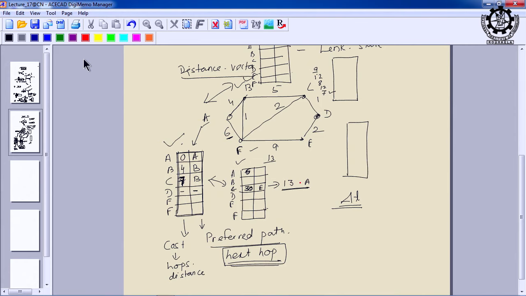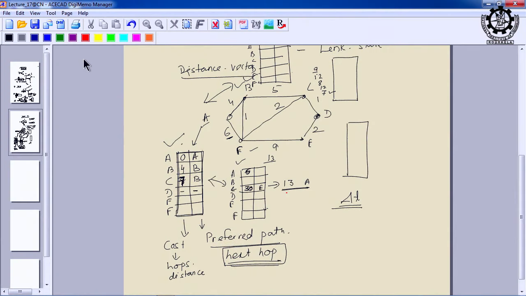That is the objective of exchanging the tables between the routers: to get the updated values and update their routing tables accordingly, right. And this is the reason why it is called a distance vector algorithm.